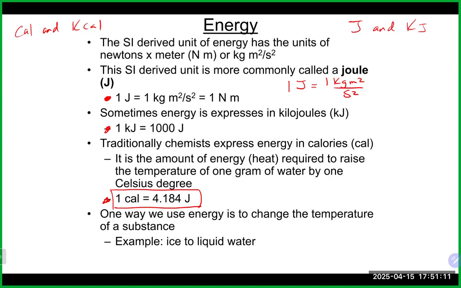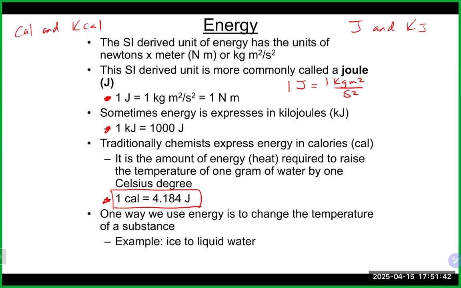One way that we use energy is to change the temperature of a substance. Again, ice to liquid water obviously requires some energy being input. The ice cube needs to pick up energy, and that's also, as we'll talk about in a later chapter, a spontaneous process. If you take an ice cube out, it will just start melting by itself, and it'll pick up all that heat and energy from the surrounding air, and it will start the melting process at that point.